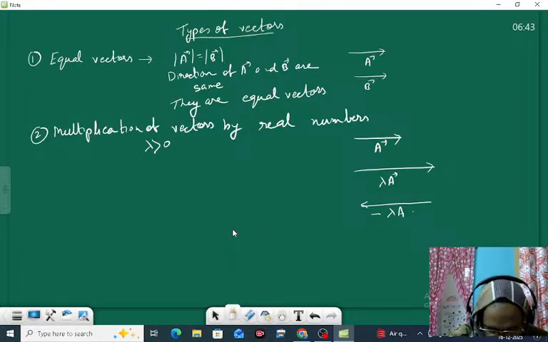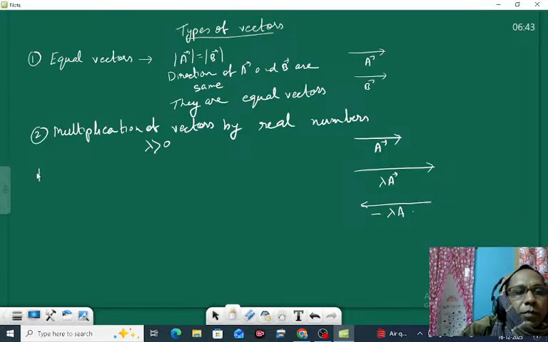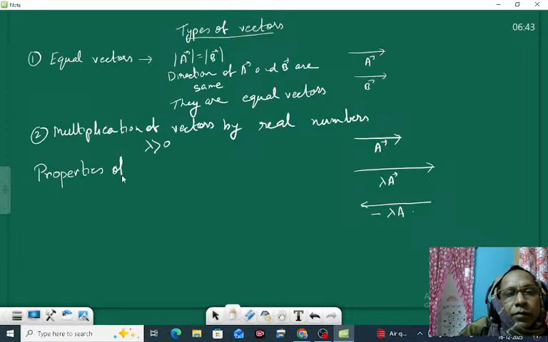Now we have to follow the properties of vector addition. These are the properties of vector addition.